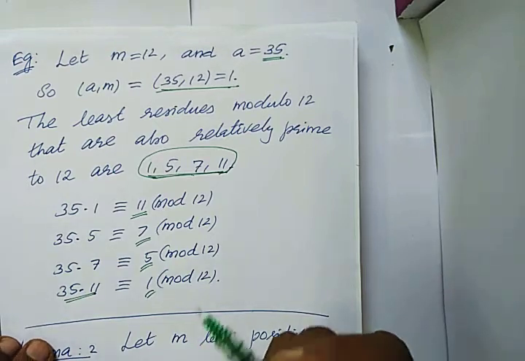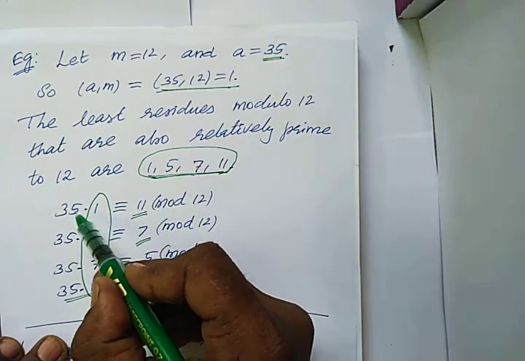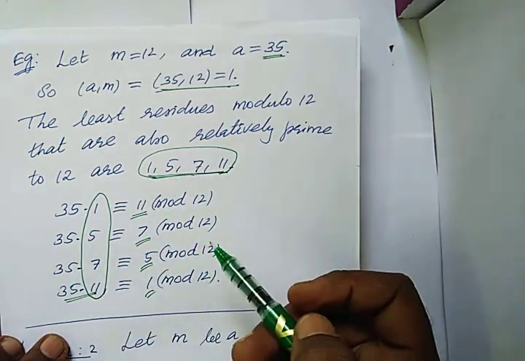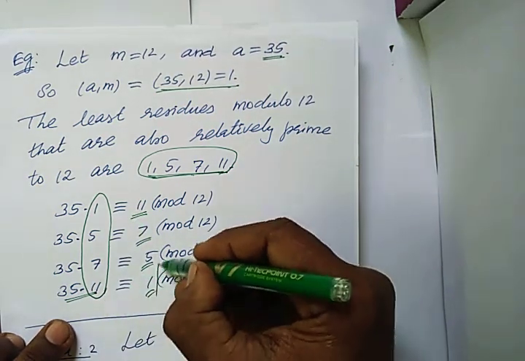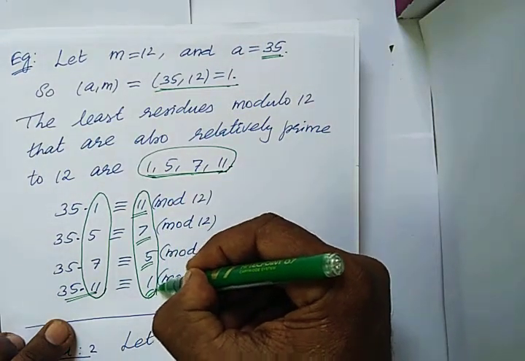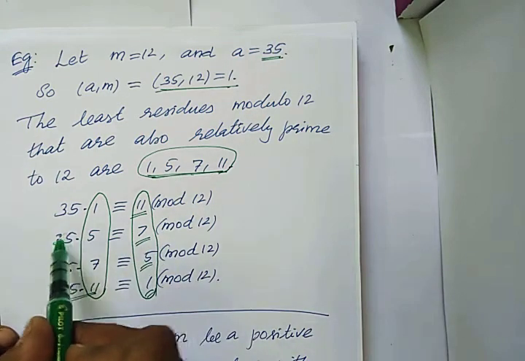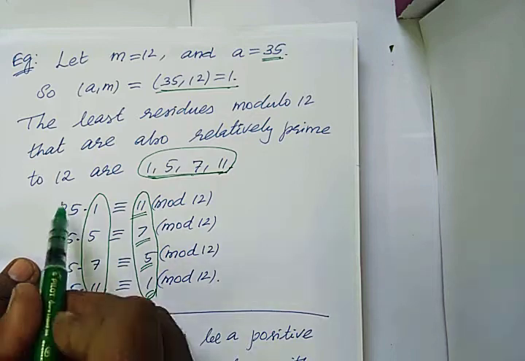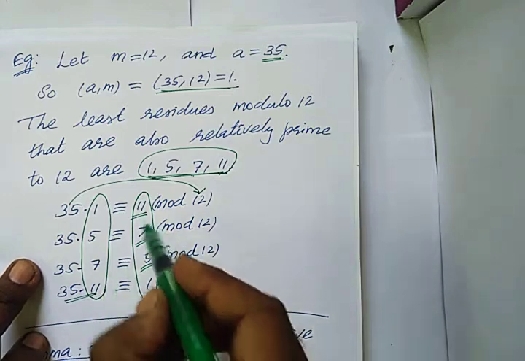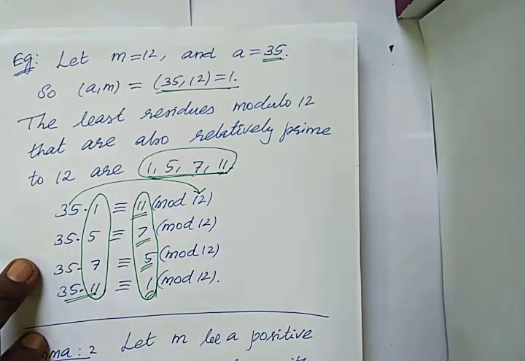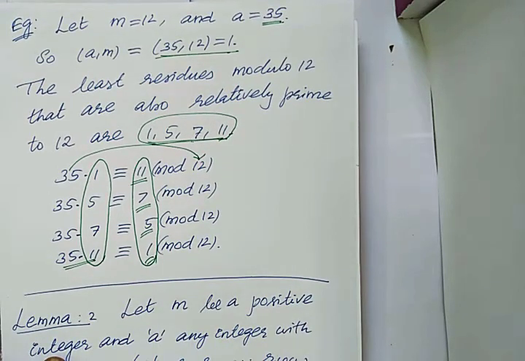Okay. Here the thing is, these numbers 1, 5, 7, 11, I am multiplying 35 by these 4 numbers. Again I am getting 1, 5, 7, 11, but in some different order. We don't know what order it is. But anyway, if we multiply any number that is relatively prime to 12 by these 4 numbers, we will get these 4 numbers again in some order. That is sure. Now let us prove a lemma.